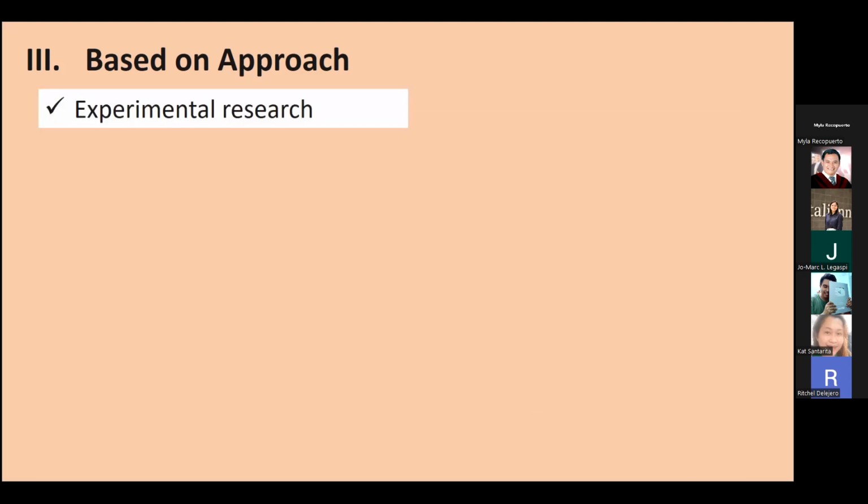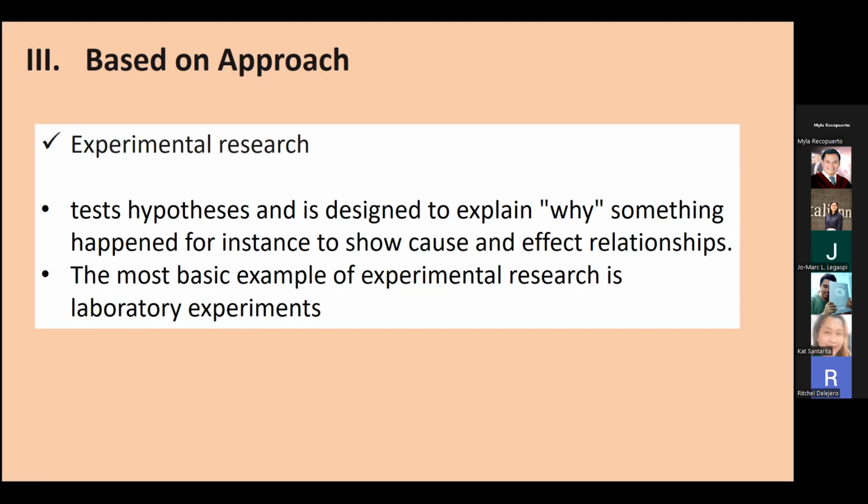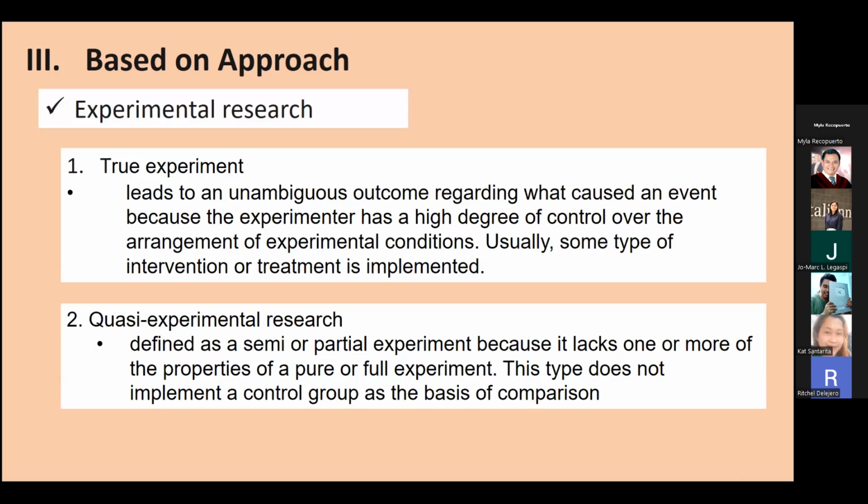And then we have experimental research. For experimental research, a hypothesis is tested to explain why something happened and to show a cause and effect relationship. The basic example of experimental research is usually laboratory experiments. We have two types of experimental research, the true experiment and the quasi-experimental research. A true experiment leads to an unambiguous outcome regarding what caused an event because the experimenter has a high degree of control over the arrangement of experimental conditions.